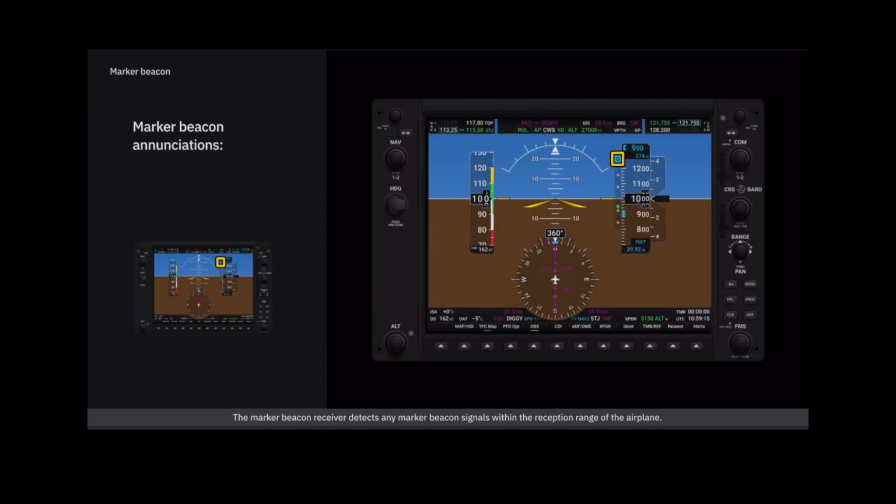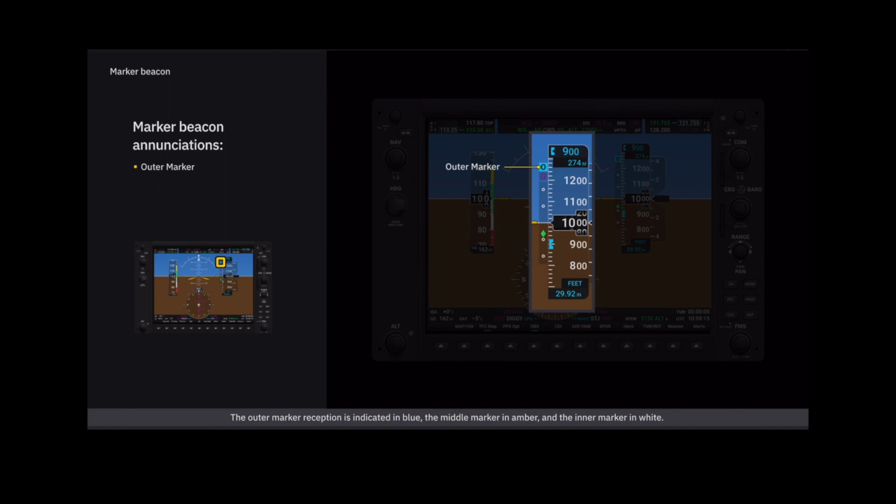The marker beacon receiver detects any marker beacon signals within the reception range of the airplane. The marker beacon annunciations are displayed on the PFD to the left of the selected altitude and have 3 markings. The outer marker reception is indicated in blue, the middle marker in amber, and the inner marker in white.